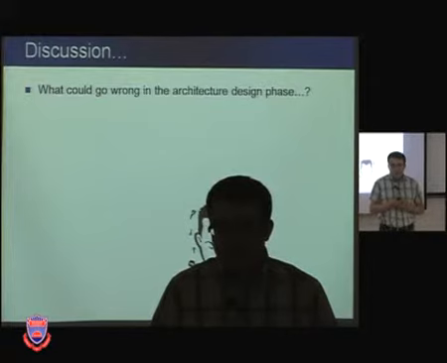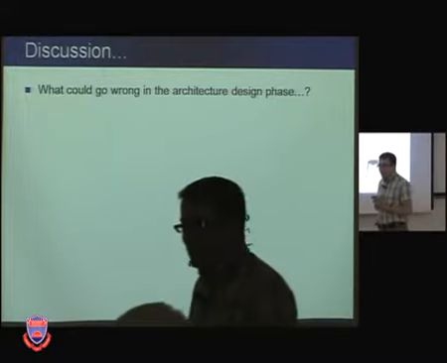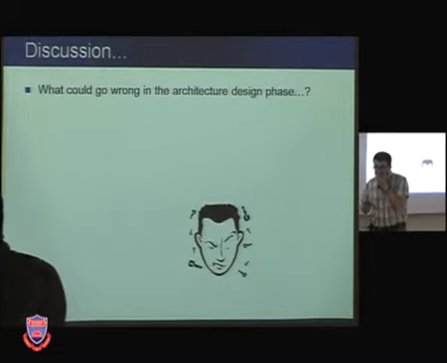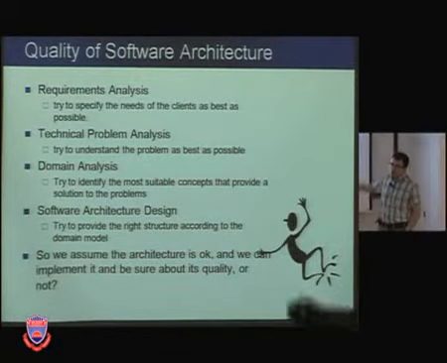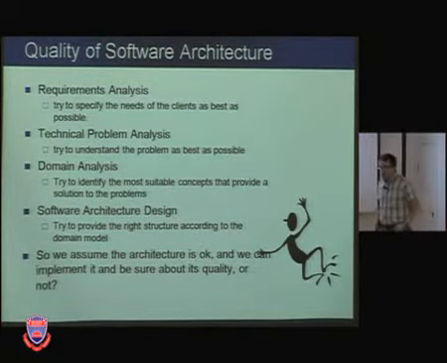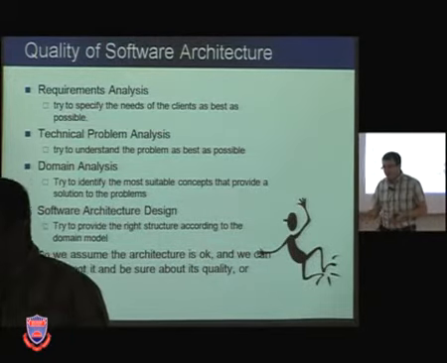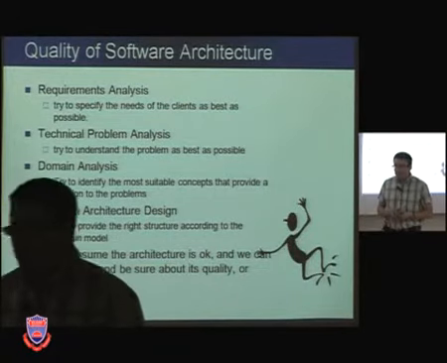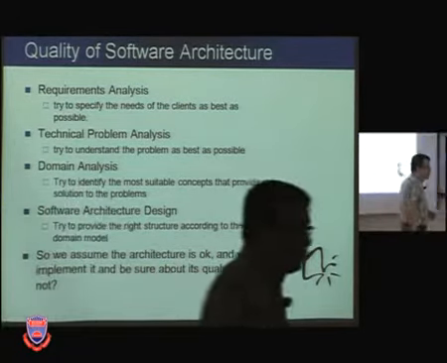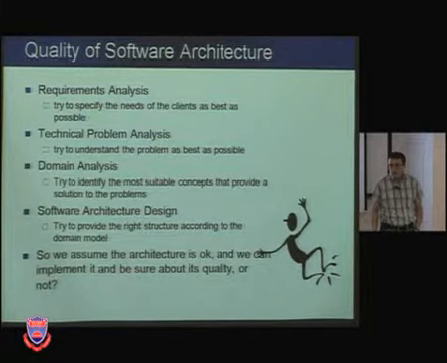What can go wrong? You do this all. What can go wrong here? Everything is perfect. Overrun the budget. That's a general, right? So you don't do it in time, within the time limit.